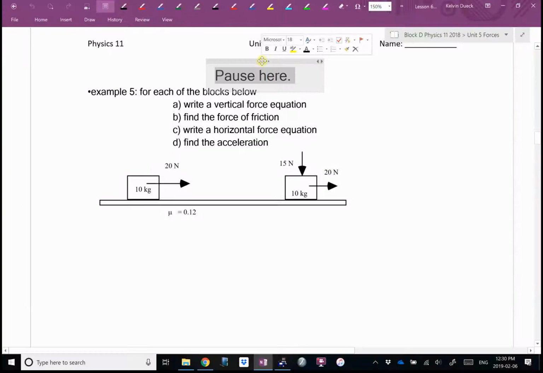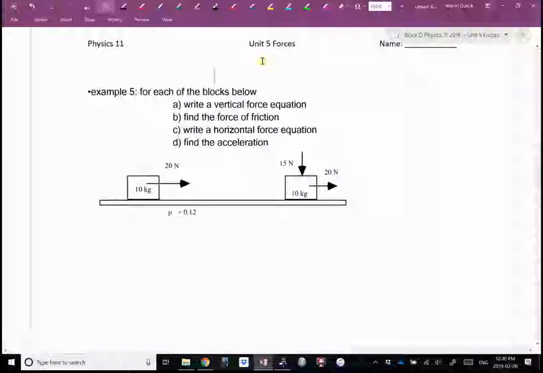I wrote "pause here." It says this. I'm giving you two situations, Logan. Both of these blocks have the same mass, 10 kilograms. Both of them are on the same surface, so the coefficient of friction, mu, the stickiness, is 0.12. But you'll notice, Logan, in the second block, well, Logan, what's the difference between the two diagrams? What do you notice in the second block? There's a down arrow. And that's going to mean a different normal force.